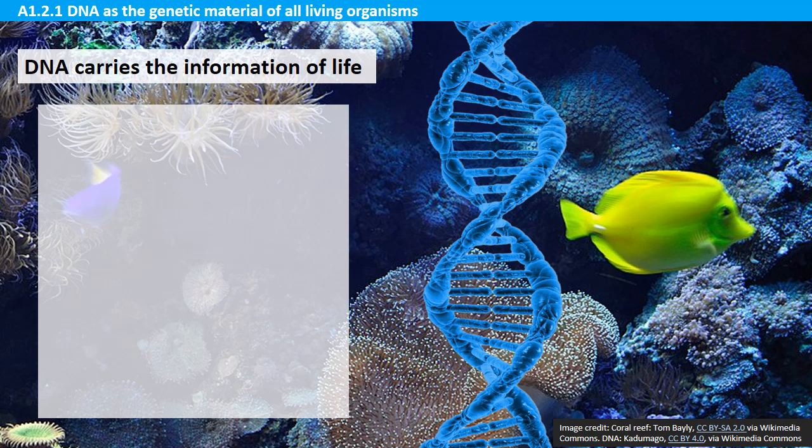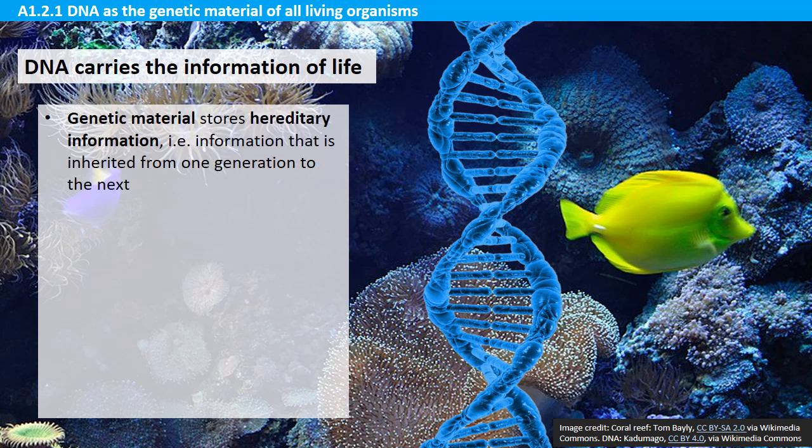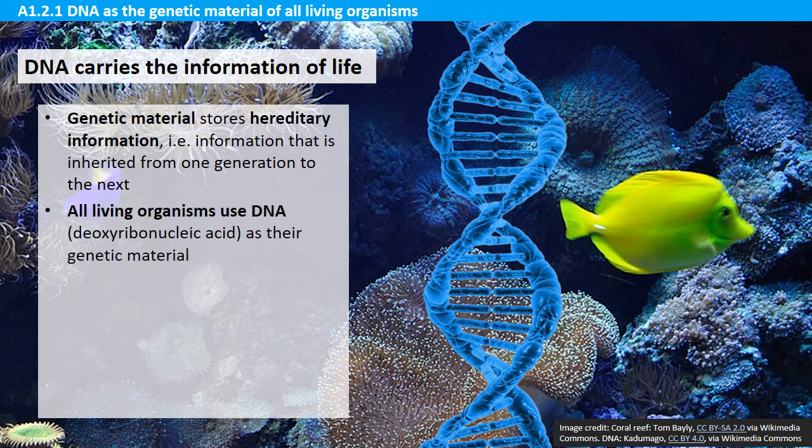DNA carries the information of life. Genetic material stores hereditary information. That's information that's inherited from one generation to the next. All living organisms use DNA as their genetic material, and DNA stands for deoxyribonucleic acid. There's also another form of nucleic acid, RNA, ribonucleic acid.